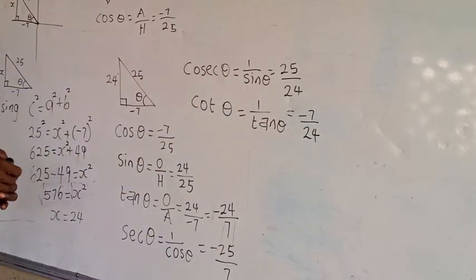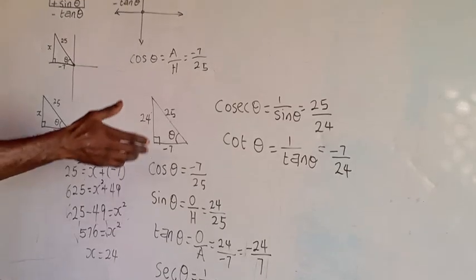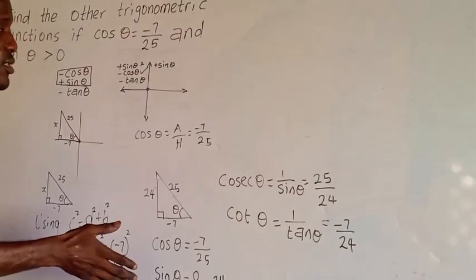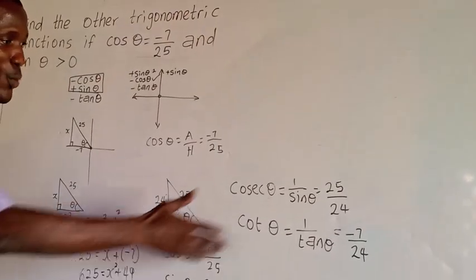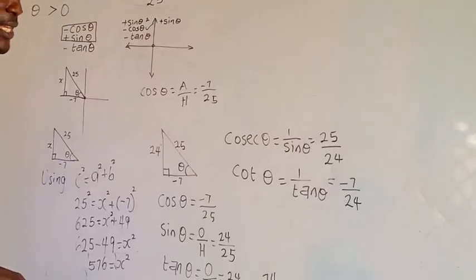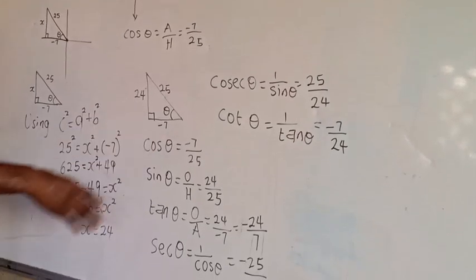Here are the 6 trigonometric functions that are being associated with the question that we are having here. So with that, we have come to the end of the solution of this problem.